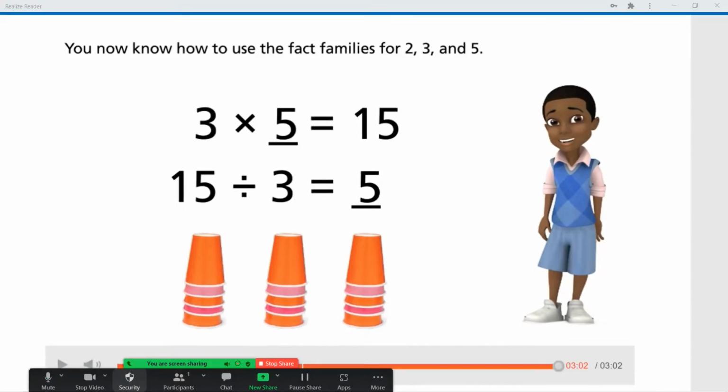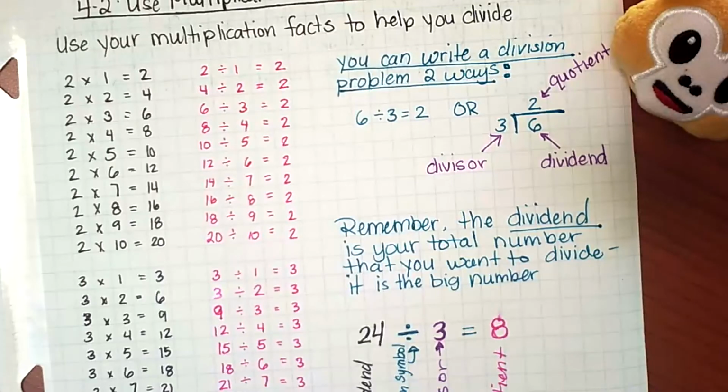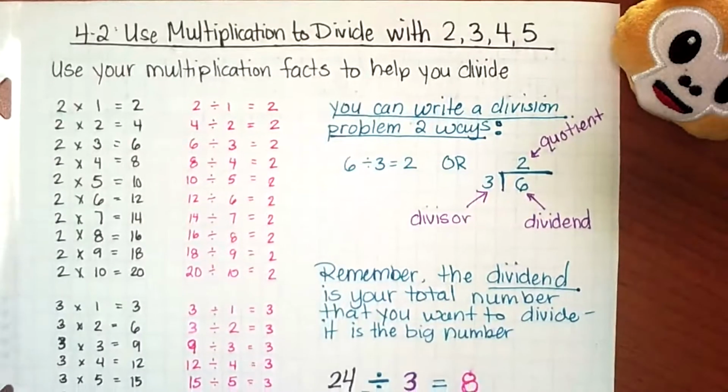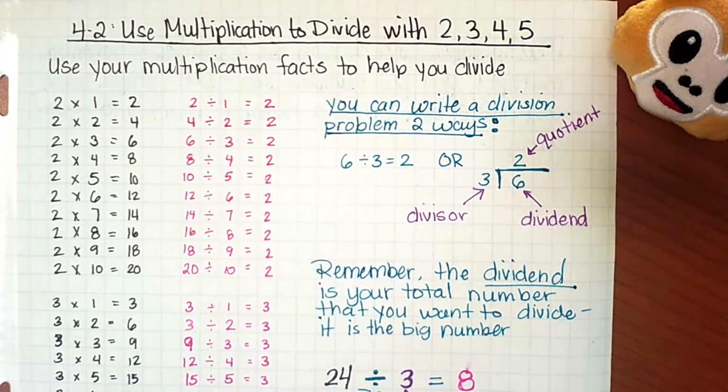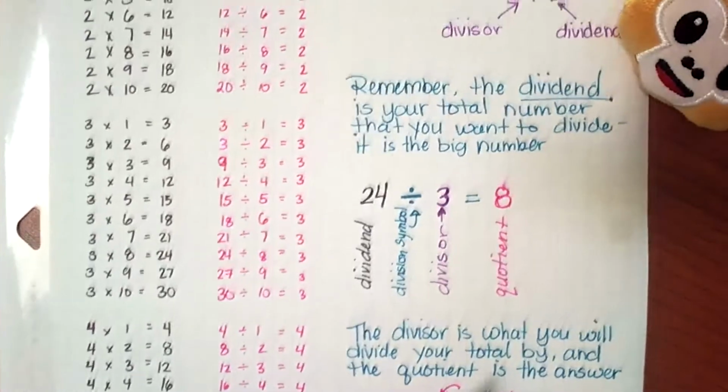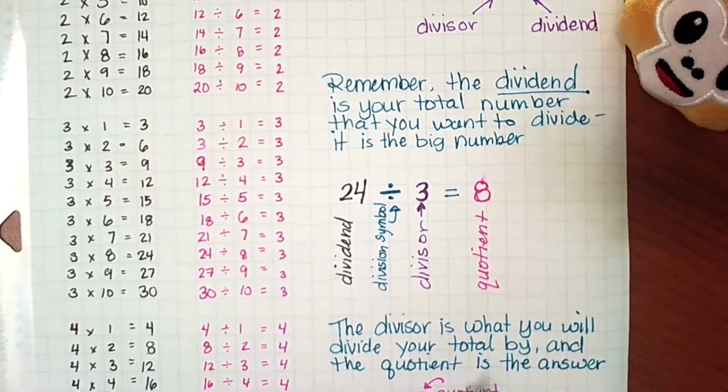All right, now that we have gone through our short video lesson, we're going to go ahead and take a look at our notes for today. Now for our notes, we're starting lesson 4-2, use multiplication to divide with 2, 3, 4, and 5. So use the multiplication facts that you know to help you divide. So what I did over here on the page is I wrote my multiplication facts for 2, 3, and 4. I know that you guys already know how to skip count by 5s, so I didn't write in the multiplications for 5.